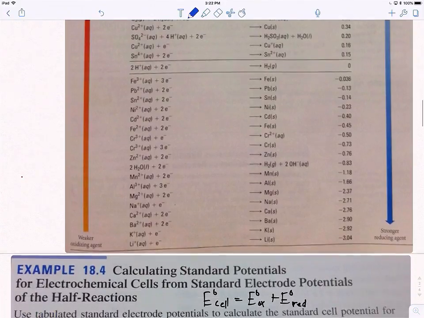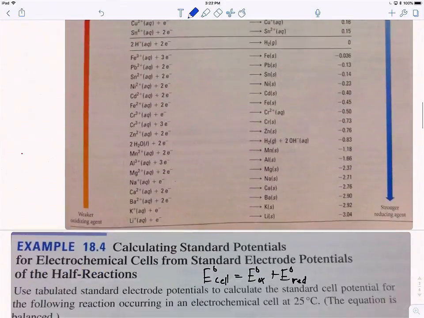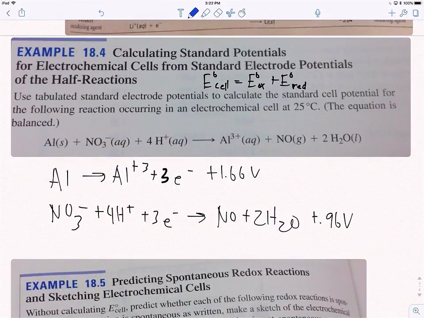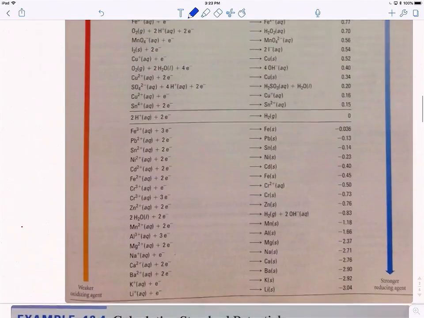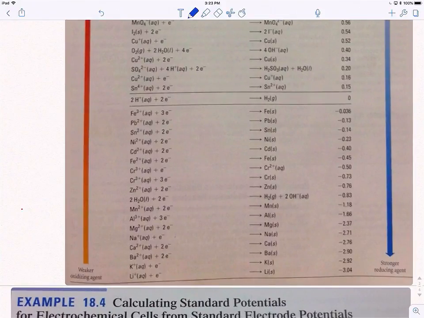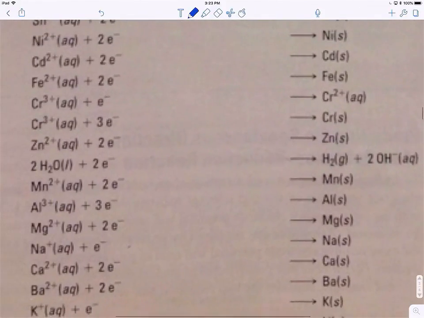Okay, so I'll get to these charts later, but let's use this for an example. Calculating the standard electric potential using half reactions. This reaction here: aluminum plus nitrate plus 4 H+ makes aluminum 3+, nitrogen monoxide gas, and 2 waters. If you look at the chart, I've written it down here, but let's go to the charts. Let's look for aluminum. Where is aluminum? Okay, aluminum's right here.